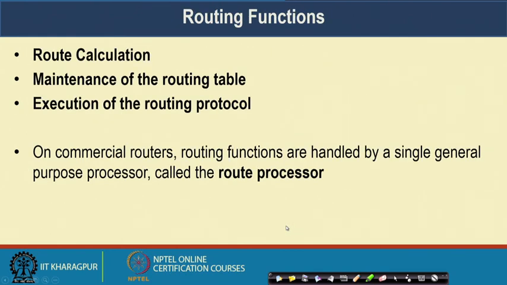Now, there are three functionalities that you need to execute inside the control plane of a router: the route calculation based on a routing protocol, the maintenance of the routing table and the execution of the routing protocol. Now, in commercial routers these routing functions are handled by a single general purpose processor which we call the route processor that I have mentioned earlier.